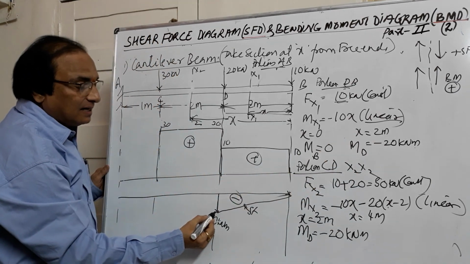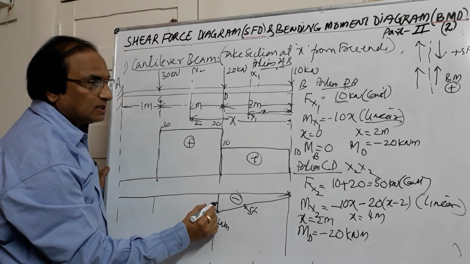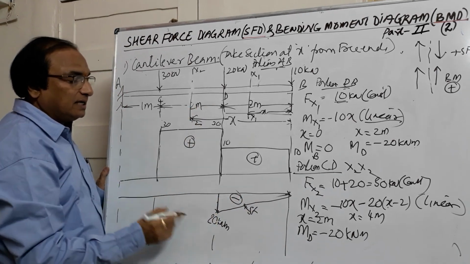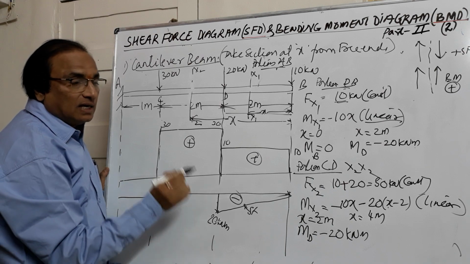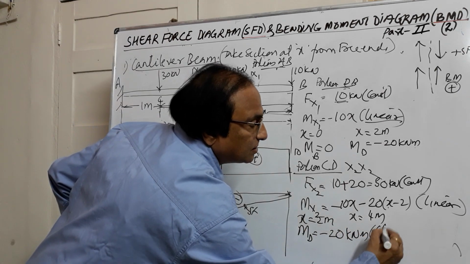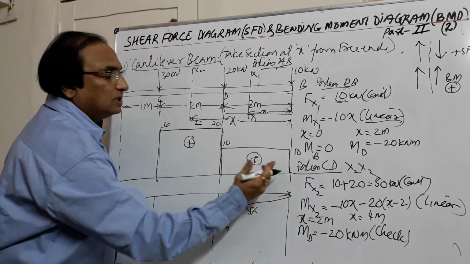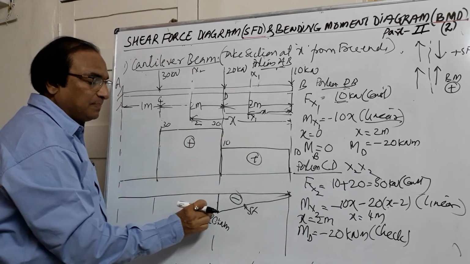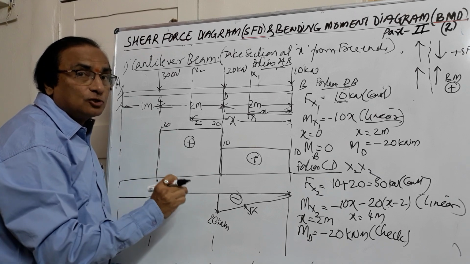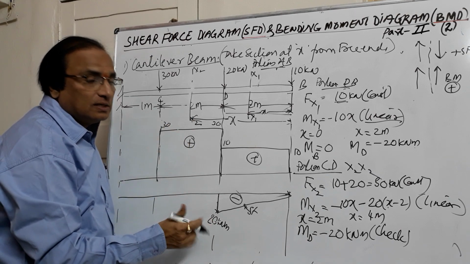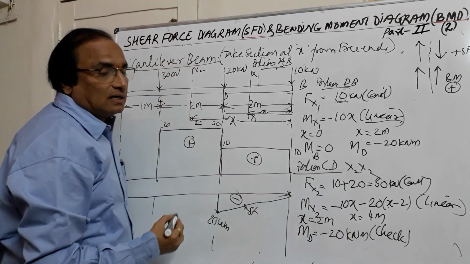That means at this point, whether you consider the portion DB or the portion CD, the moment will remain the same. This is the check for your calculations that you are correct. Whether you are in this portion or this portion, at that particular point the bending moment should be the same. Shear force not necessary, but bending moment has to be the same. So this is a check for your calculation.